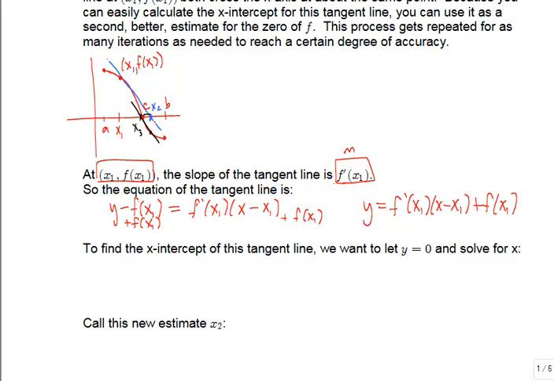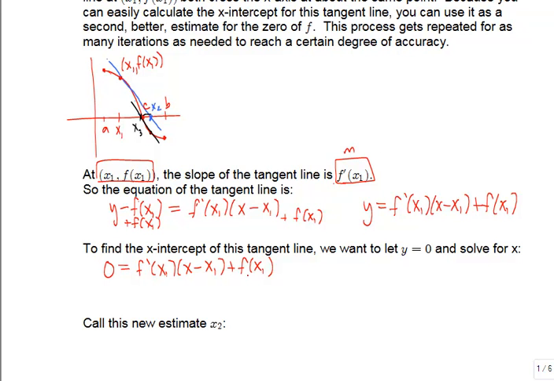And how do you find an x-intercept? You let the y value be 0. So to find the x-intercept of this tangent line, we're going to let the y-coordinate over here be 0, and then we're going to solve this for what x should be. So let's substitute in 0 for that y. And what I'm trying to do is figure out what this x value is. You want to solve for x.